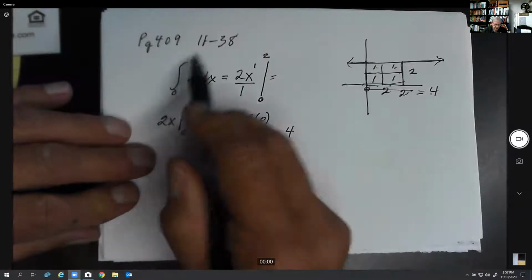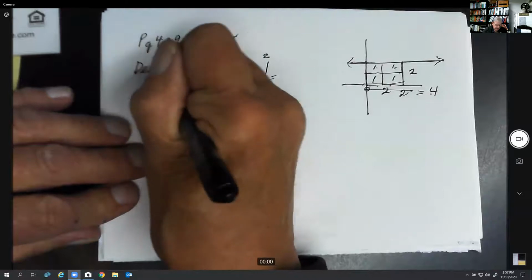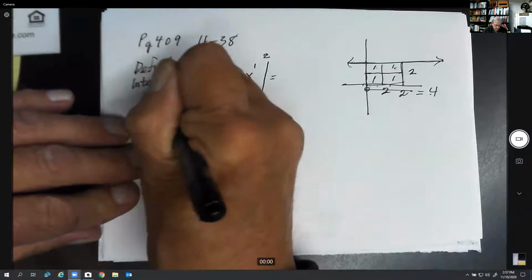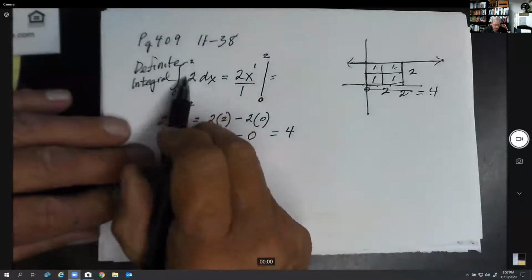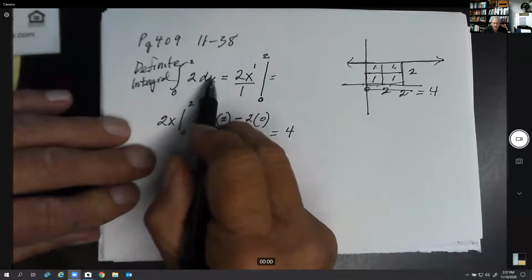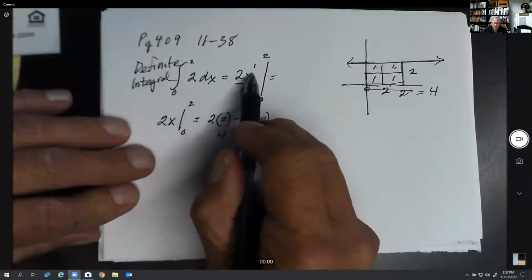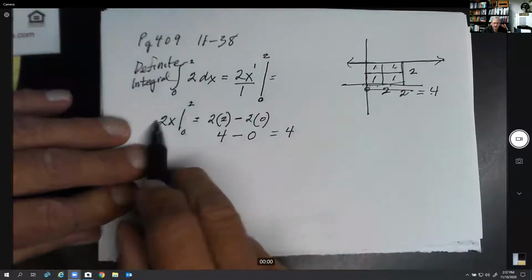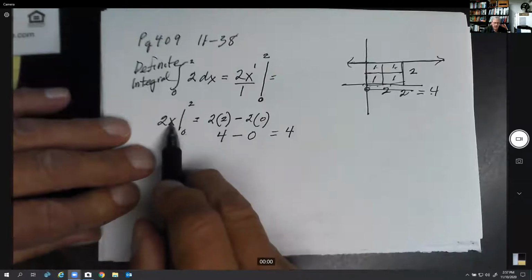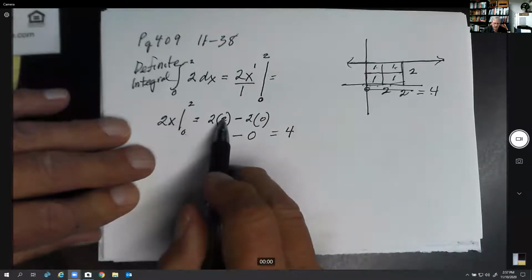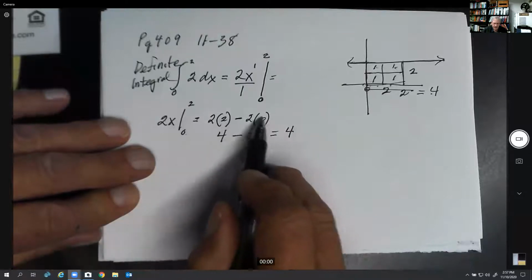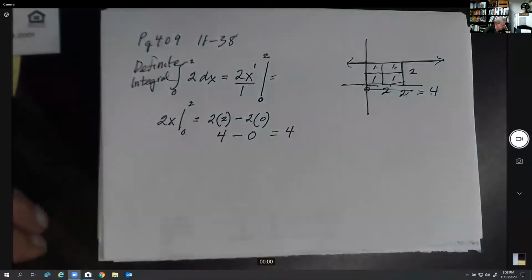So this is called a definite integral. It goes from 0 to 2, dx. The integration is 2x, basically just 2x, from a value of 0 to 2. The top number we put in first, then we subtract, and then we put the 0 in, and then we calculate the difference between these two.